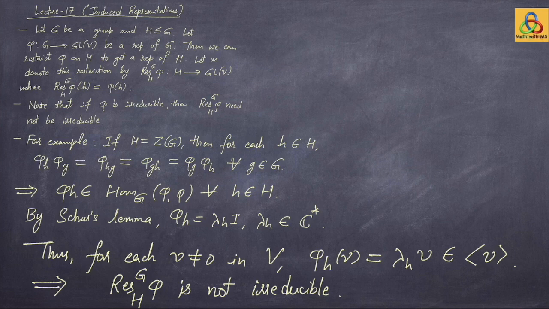To do that, we will first begin with class preserving functions. That is, if we have class preserving functions on a subgroup H of G, how to extend them to class preserving functions on the whole of the group G. And then we are going to extend representations on the subgroup H to the whole of the group G. So let's begin with some elementary observations first.